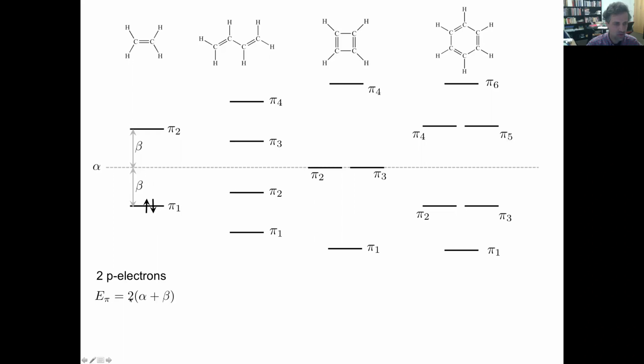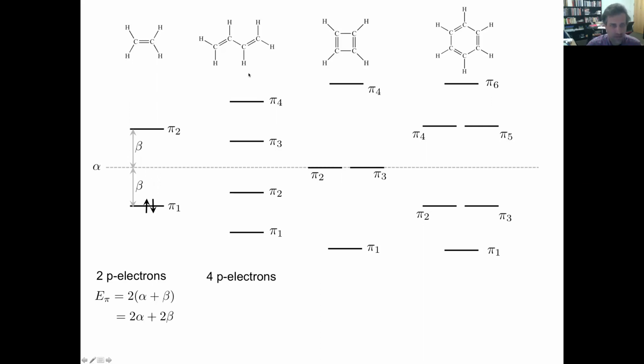I have 2 times alpha plus beta. Why 2? Because each electron sits in an orbital. The orbital is the bonding orbital, which has energy alpha plus beta, times 2 because I have 2 electrons. So what I find is 2 alpha plus 2 beta. So that is the energy that the molecule would have from just one pi bond. Okay, so one pi bond, the bonding character is 2 alpha plus 2 beta.